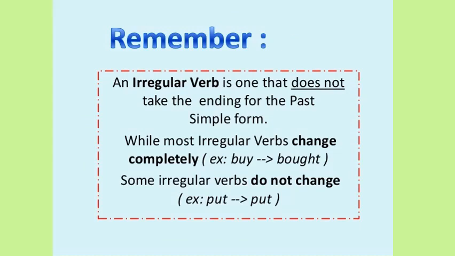Always remember, an irregular verb is one that does not take the ending for the past simple form, and most irregular verbs change completely. As an example, buy changes into bought, and some irregular verbs do not change their form. They are also called irregular verbs. For example, put remains the same in the past and past participle form.